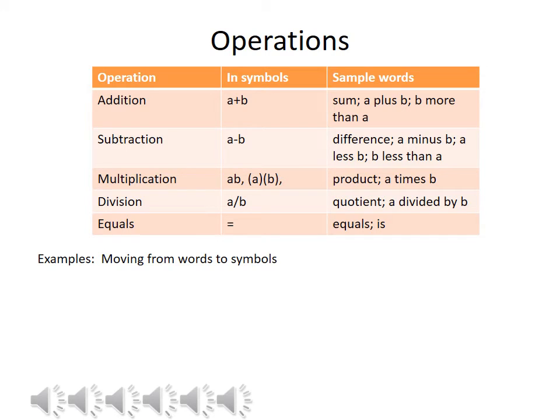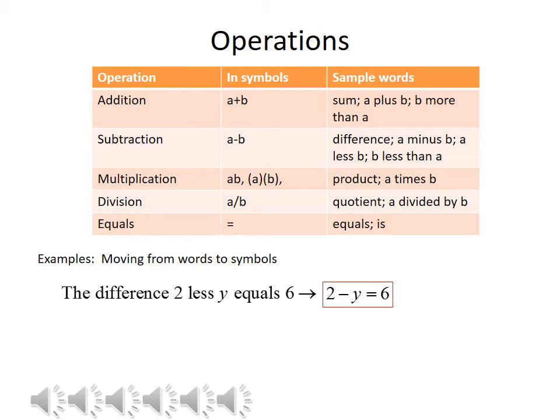So let's do a couple of examples where we're going to take some words and write them in terms of symbols to express the operations given. The first that we want to do is the difference 2 less y equals 6. Now remember, the order 2 less y is very important. And so written in symbols, this would be 2 minus y equals 6.